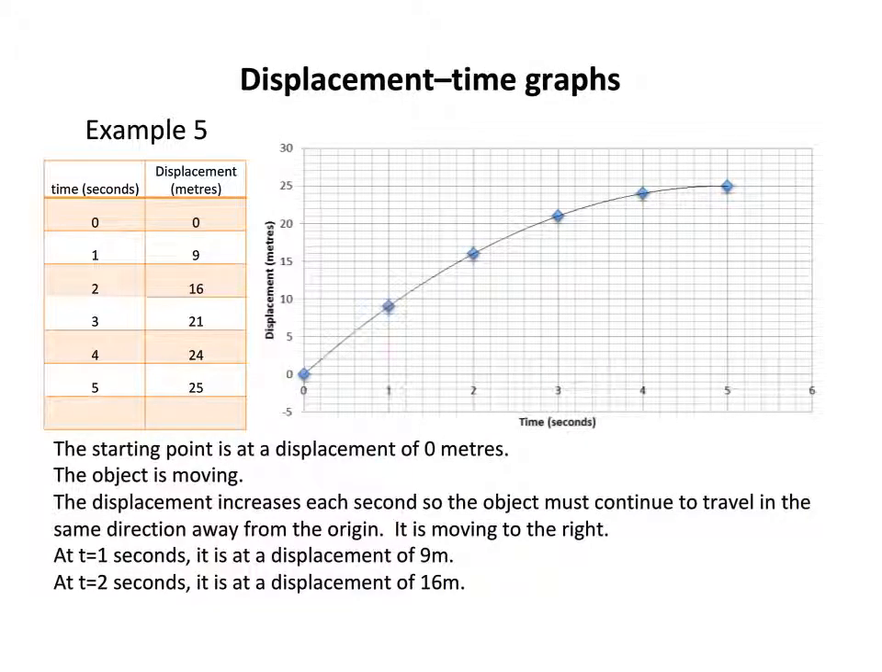Here's a new example. First have a look at the table and see what's happening to the displacement over time. At time 0 the displacement is 0. After 1 second the displacement is 9, after 2 seconds it's 16, and then 21, 24 and 25. We can say that the object is moving, and the displacement increases each second, so the object must continue to travel in the same direction away from the origin, to the right.